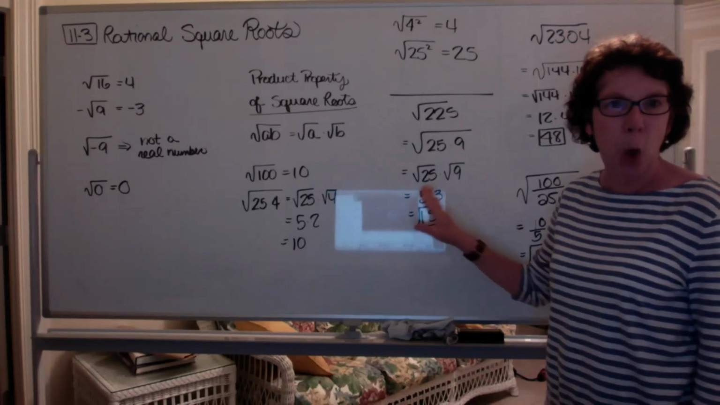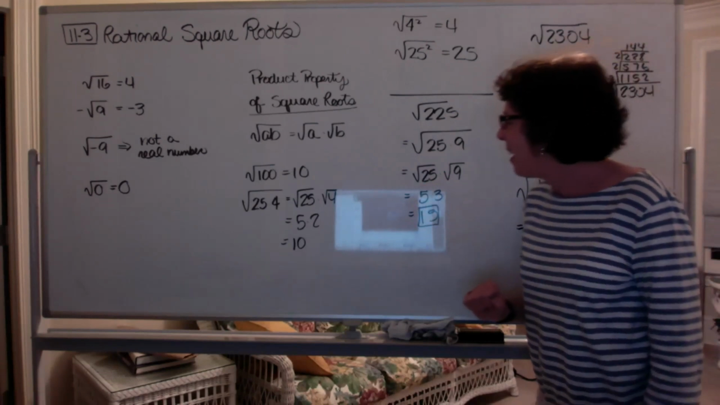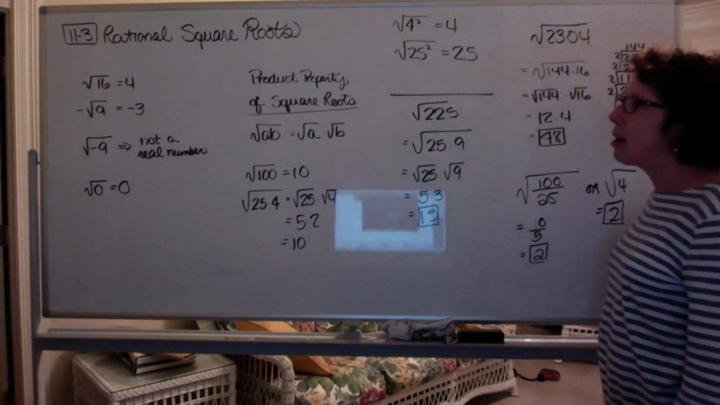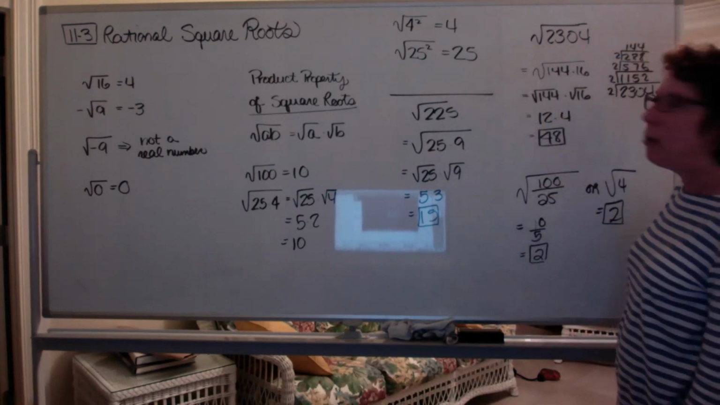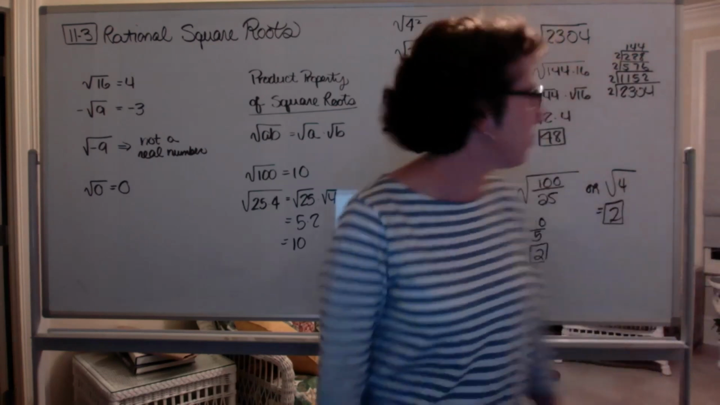I'm in the glare zone. I'm sorry. Okay, so we just are using our product property of square roots to make it a little bit simpler. Now let me step on this side.